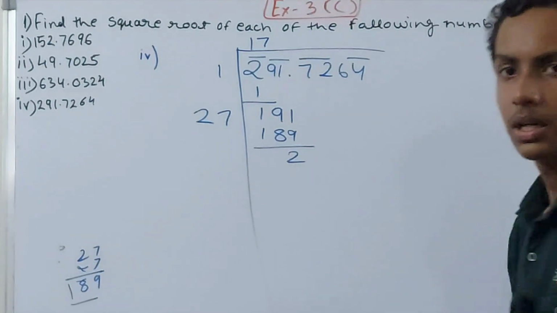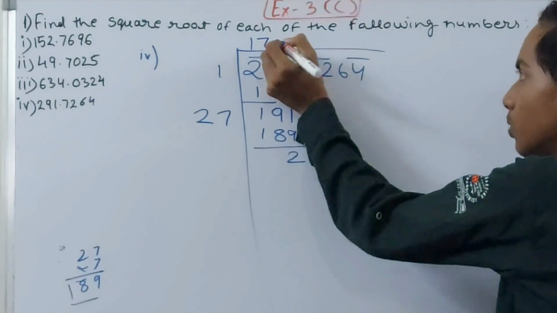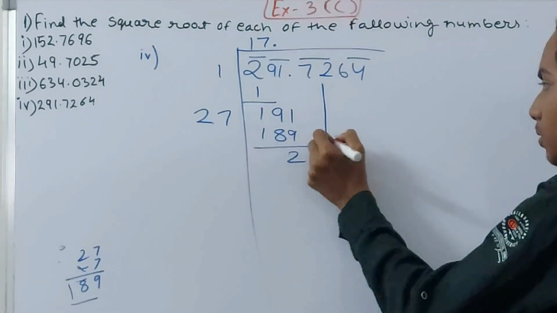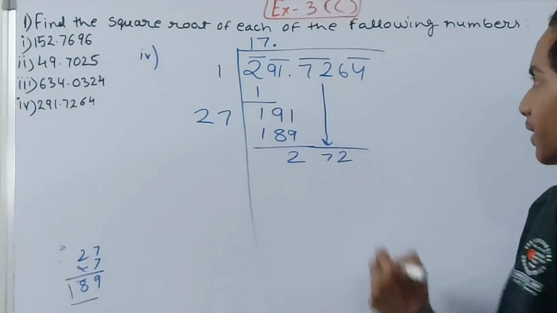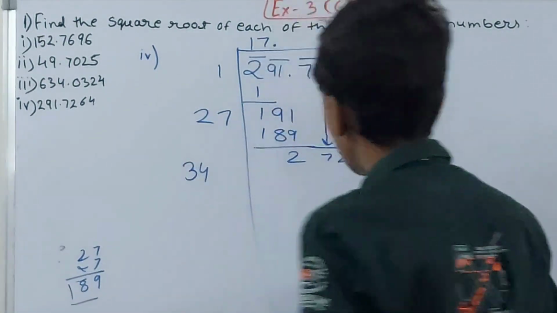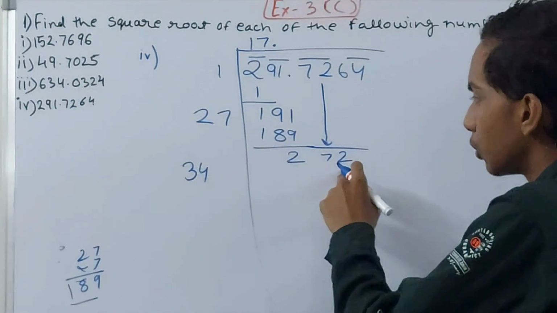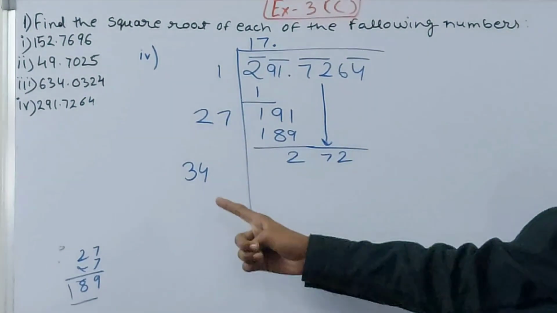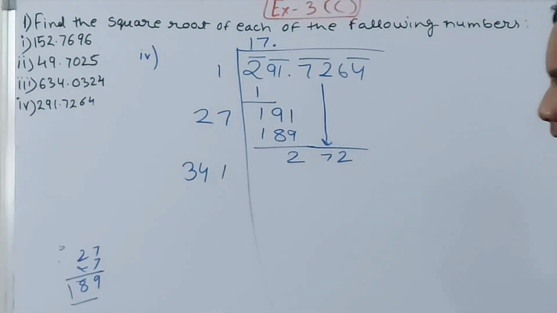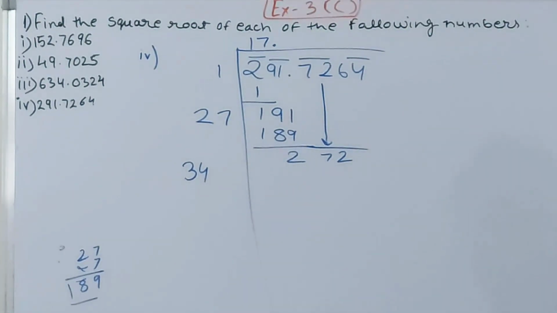So 2 is left and the decimal point has come, so we will put the decimal point here also. Okay, now bring down the other pair, 72, right? 272, 17, double of 17 becomes 34. Now by which number will this go? Let's see. So 34 here, and you can clearly see, if I take any number here, that will be more than 272. Even if I take 1, 341 is more than 272, which we cannot do because only a greater number can be divided by the smaller number.